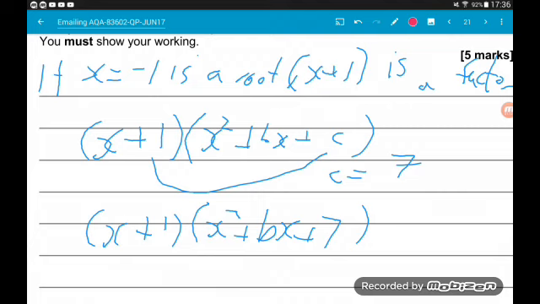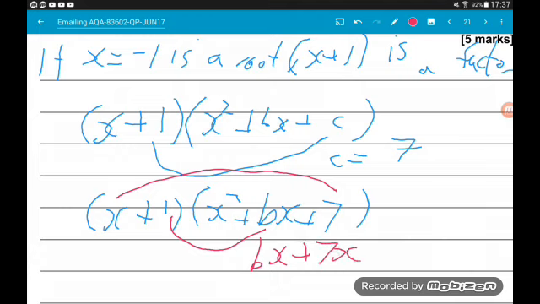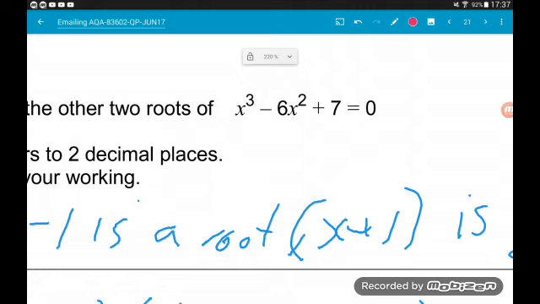the value of b. So in this expansion we are going to get x terms when we do 1 times bx, so that's going to give us bx, and also when we do 7 times x, so we're going to get bx plus 7x. Now we know that has to be exactly the same as the x term in the original function. Now there is no x term here, so there are 0 x's.